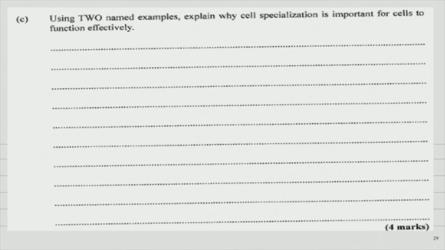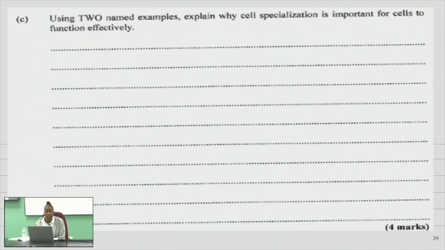All right, so the last part of our cell question says, using 2 named examples, explain why cell specialization is important for cells to function effectively. So 2 reasons are important. It's for efficiency and division of labor, which is something that we normally know or we tend to think of. And the second one is for greater complexity and organism survival.